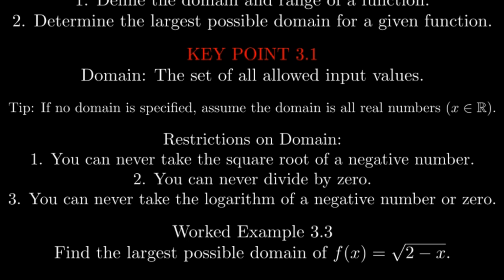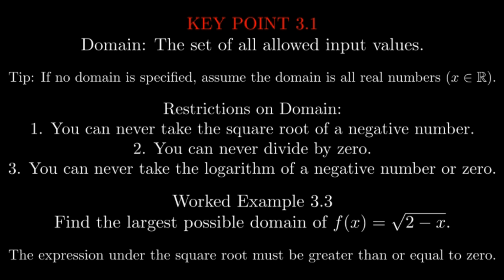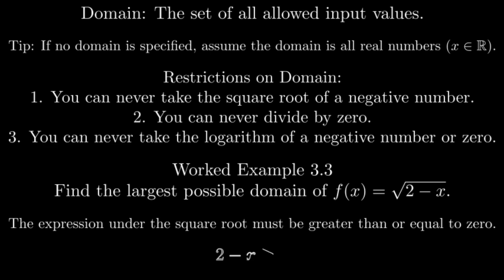The expression inside the square root, which is called the radicand, cannot be negative. In other words, 2 minus x must be greater than or equal to 0. It can be 0 because the square root of 0 is just 0, but it can't be negative. So we set up the inequality: 2 minus x is greater than or equal to 0. Now we solve for x.